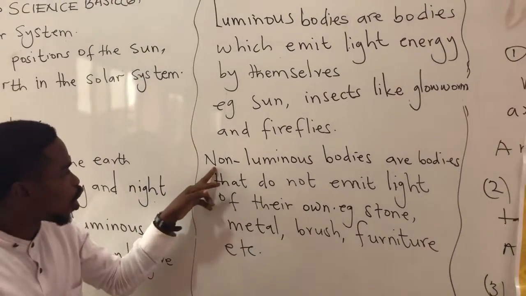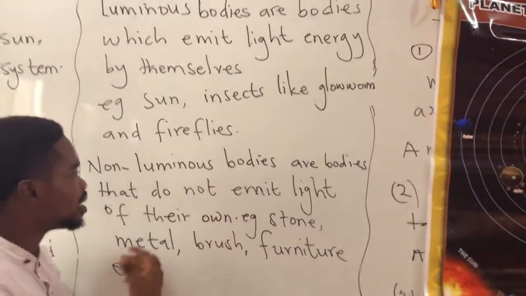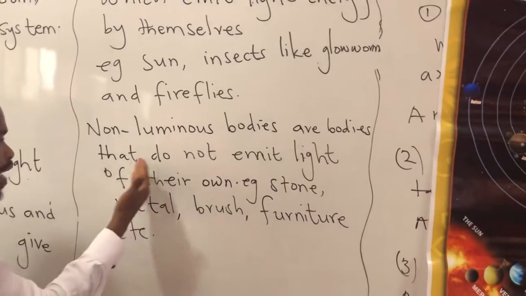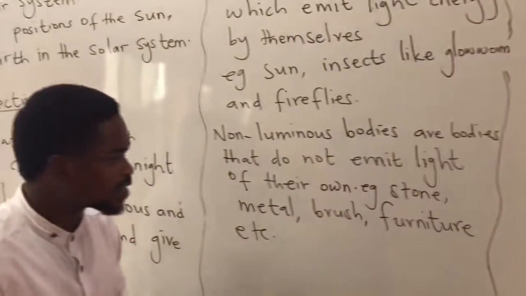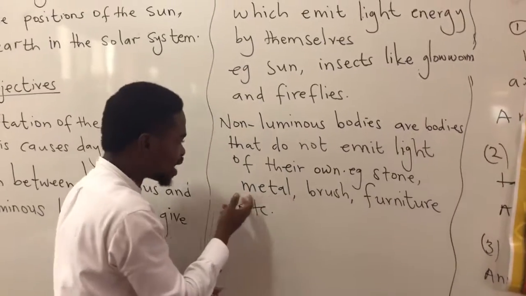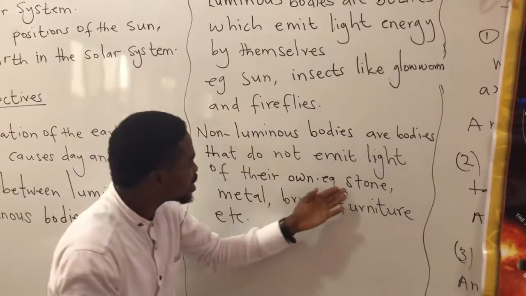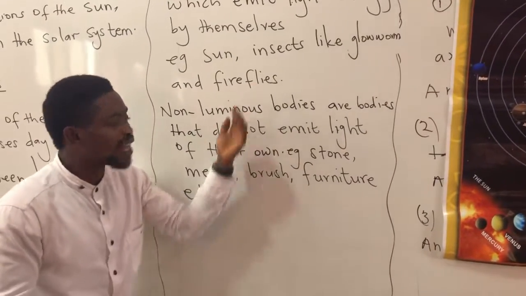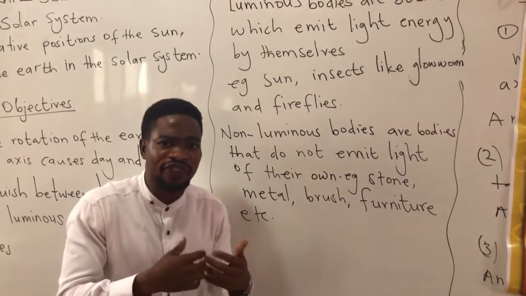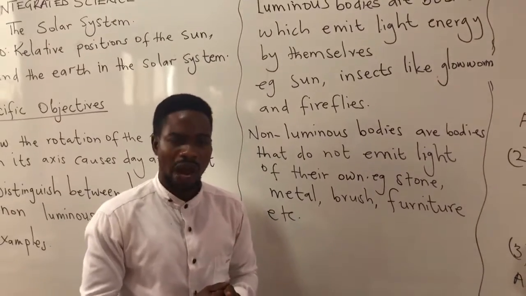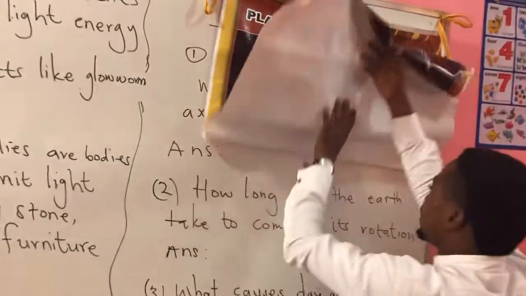We also have what you call non-luminous bodies. What are non-luminous bodies? We say non-luminous bodies are bodies that do not emit light of their own. For example, stone, metal, brush, furniture, and so forth. Now, these bodies receive light from the sun, and through that, they can also reflect light. I hope you understand. Now, let us look at some few questions here.